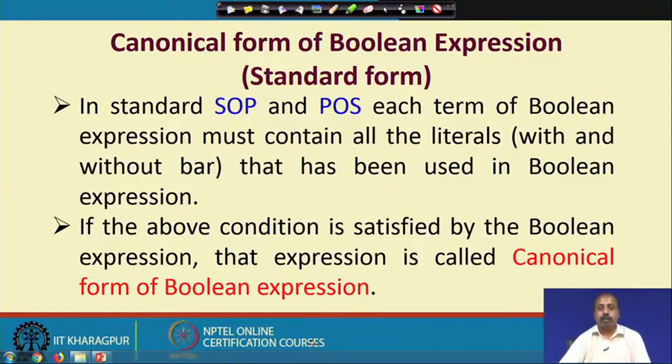So if you are given two expressions and need to check whether they are equivalent or the same, what you need to do is convert them into their canonical forms and then check whether the terms are the same in both expressions.